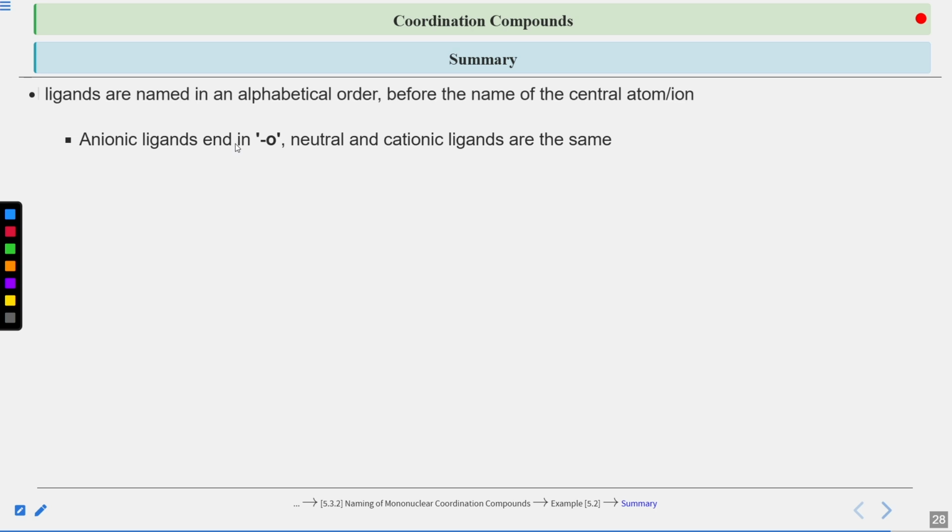Anionic ligands, if we have them, end with O. Okay, if the ligands are anions, then their names will end with O. If they are neutral or cationic, then the ligand's name will be as it is. We use some exceptions here: aqua for the water molecule as a ligand, ammine for the ammonia molecule as a ligand, carbonyl for the carbon monoxide molecule as a ligand, and nitrosyl for the NO molecule as a ligand.